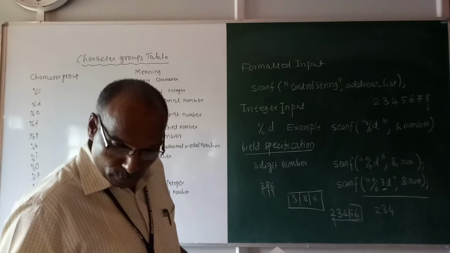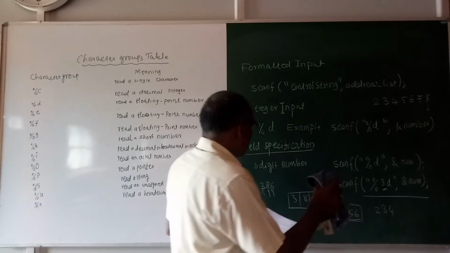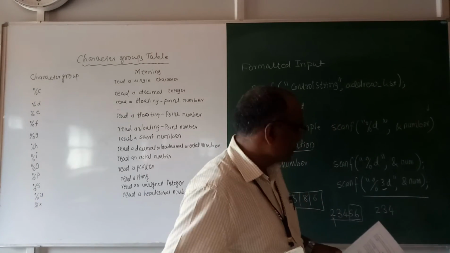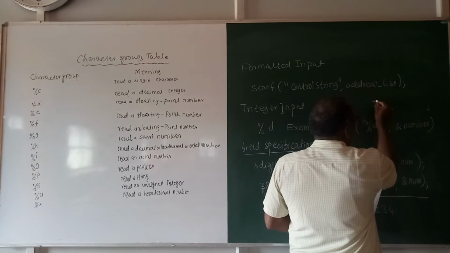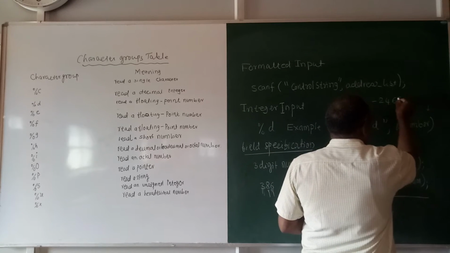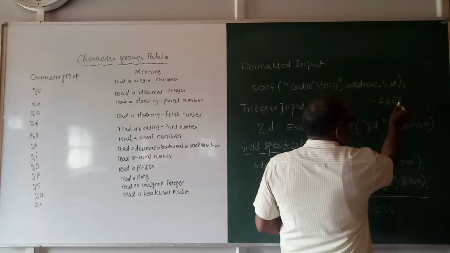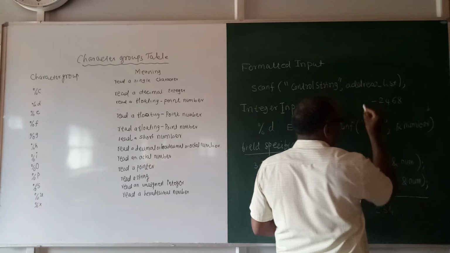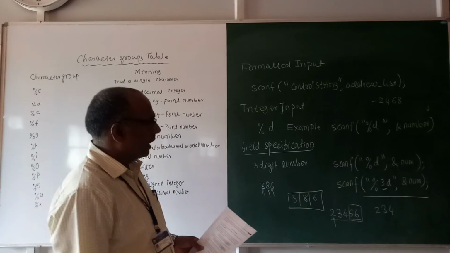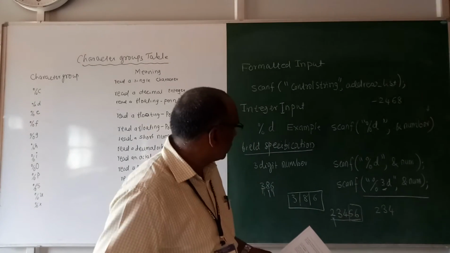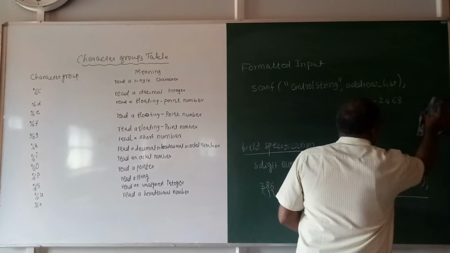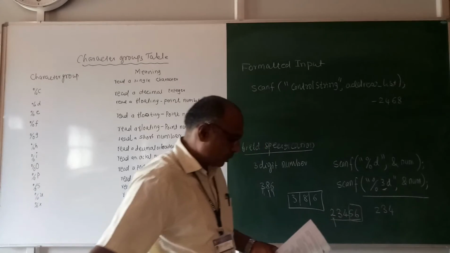If I give the input, say with this example, -2, 4, 6, 8, 1, 2, 3, 4, 5. The field specification is 5 and we will write this number. I'll rub this now. We will write this number like this.